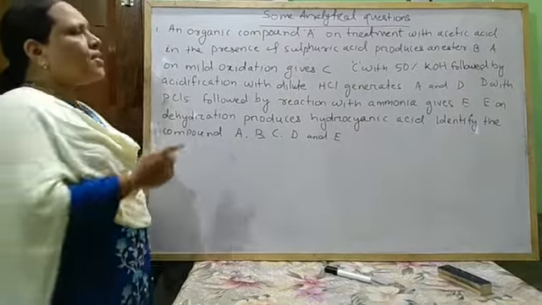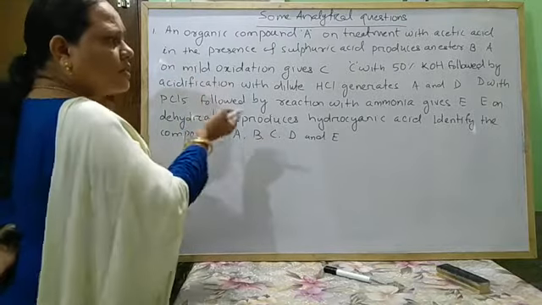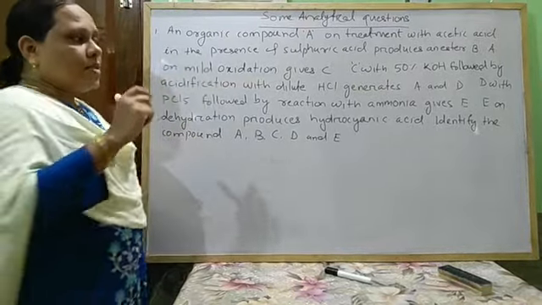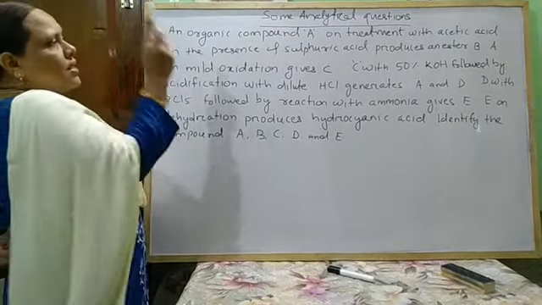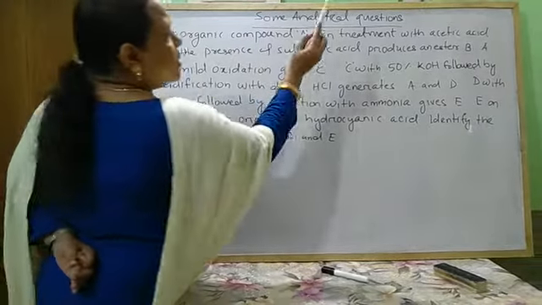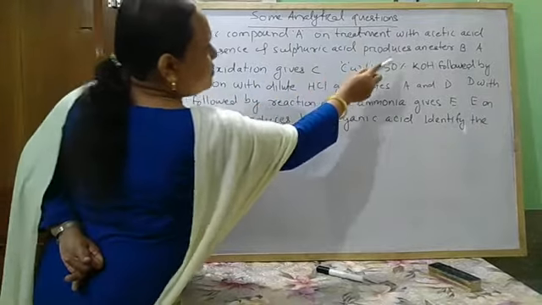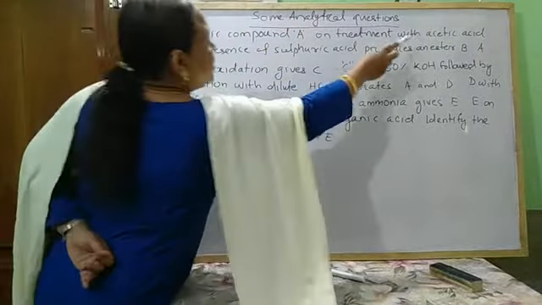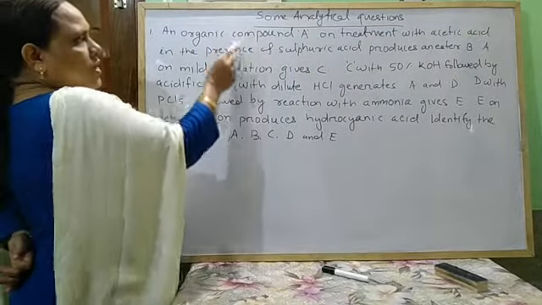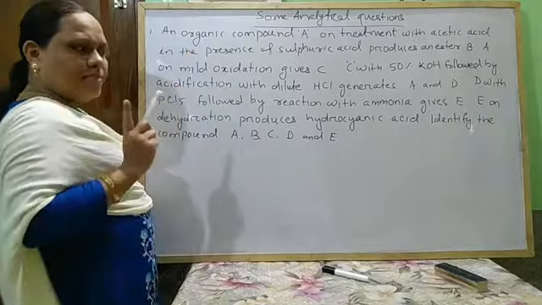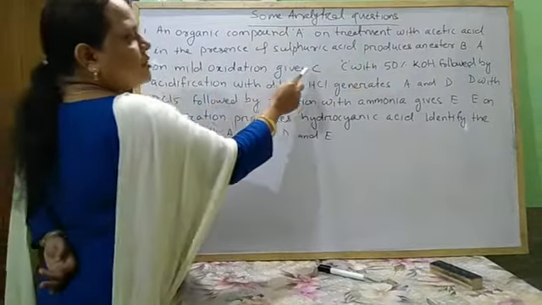Next, what is the clue here? Find out what is the clue here so that from this clue you can totally solve this type of problem. Look here, an organic compound A on treatment with acetic acid in presence of sulfuric acid produces an ester. So, as acid in presence of sulfuric acid it gives ester, then this organic compound may be alcohol. First keep in mind. Then A on mild oxidation gives C.